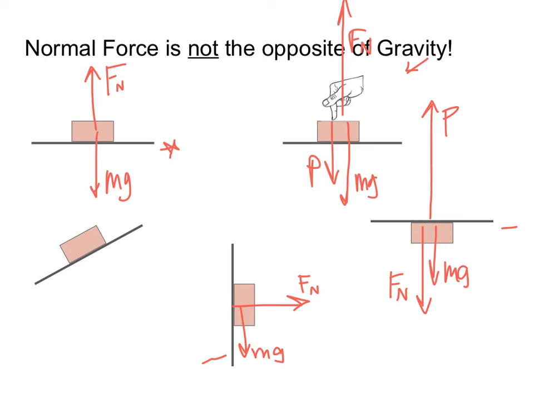And then lastly, let me mention a situation where a block is on an incline. And this is something we'll spend an entire little section on. But here, of course, your weight is down, but your normal force points like this. It's perpendicular to the surface. And so we're going to have to treat that with a little bit of extra care because not only are they not opposite to each other, they're not even along the same line.